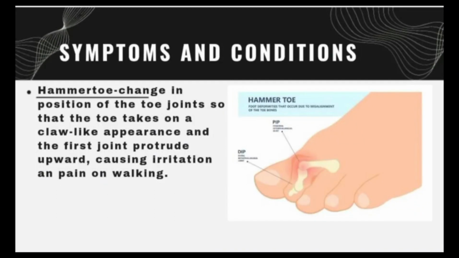Hammer toe. It is a change in position of the toe joints so that the toe takes on a claw-like appearance, with the joint protruding upward, causing irritation and pain on walking. Hammer toe is so named because the toe resembles a hammer with the joint stuck in an upward position. This deformity can cause pain and difficulty walking, and a corn or callus may appear on the top of the joint. A joint going rigid, pain at the top of the bent toe, and swelling are some of the symptoms of hammer toe.